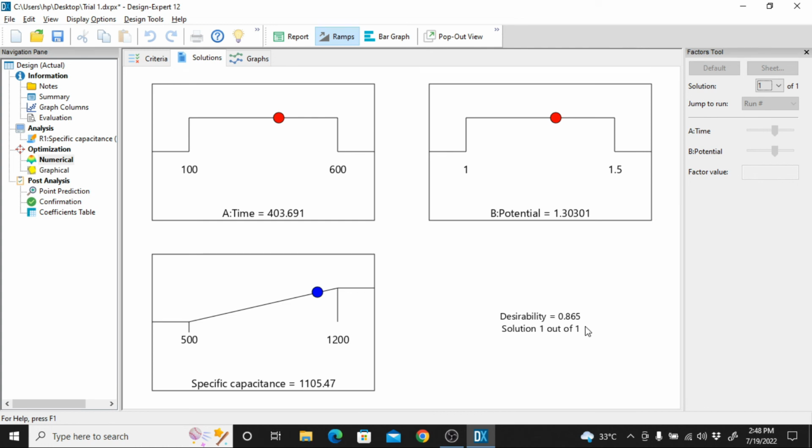Normally, if you have a good R-square value, the desirability will be higher, close to 1. Okay, so this is how I wanted to show you how to do the optimization. After you get the solution, you must repeat the experiment 3 times and calculate the residual standard error. For example, you repeat 3 times and get 1100. So what you're going to do is 1100 minus 1105, divided by 1105. So you want to see how much error your experimental value has compared to the theoretical.